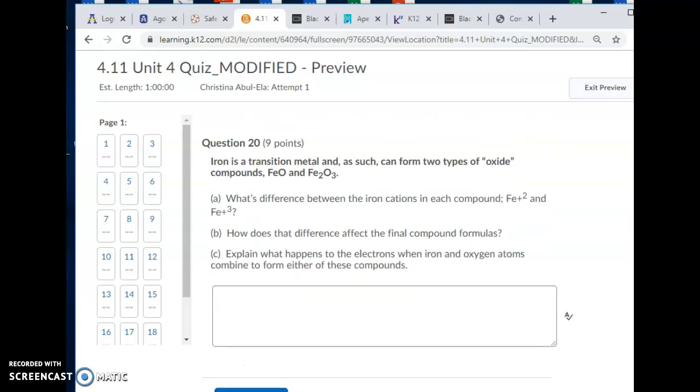Question 20. Iron is a transition metal and, as such, can form two types of oxide compounds, FeO and Fe2O3. Part A. What's the difference between the iron cations in each compound, Fe+2 and Fe+3? Part B. How does that difference affect the final compound formulas? And Part C. Explain what happens to the electrons when iron and oxygen atoms combine to form either of these compounds. That's our open-ended question and also the last question on the quiz.